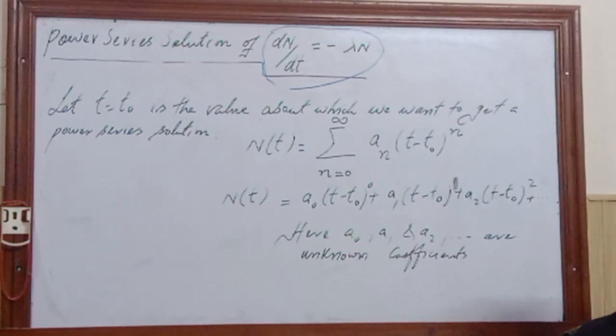We come towards the Taylor series. In order to go towards the power series solution of dN over dt equal to minus lambda N, we will opt for a particular power series, that is the Taylor series. And therefore further we can use a special case of Taylor series, that is the Maclaurin series. Let's do that.